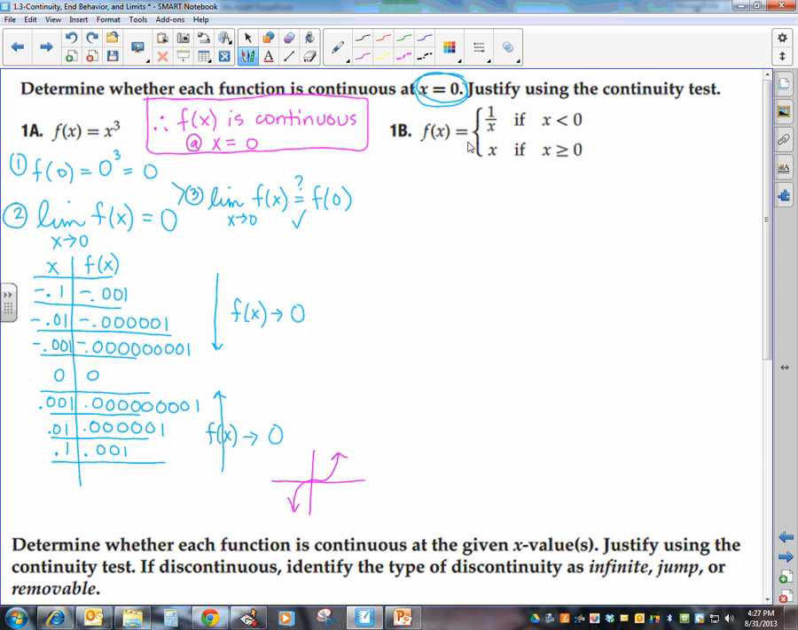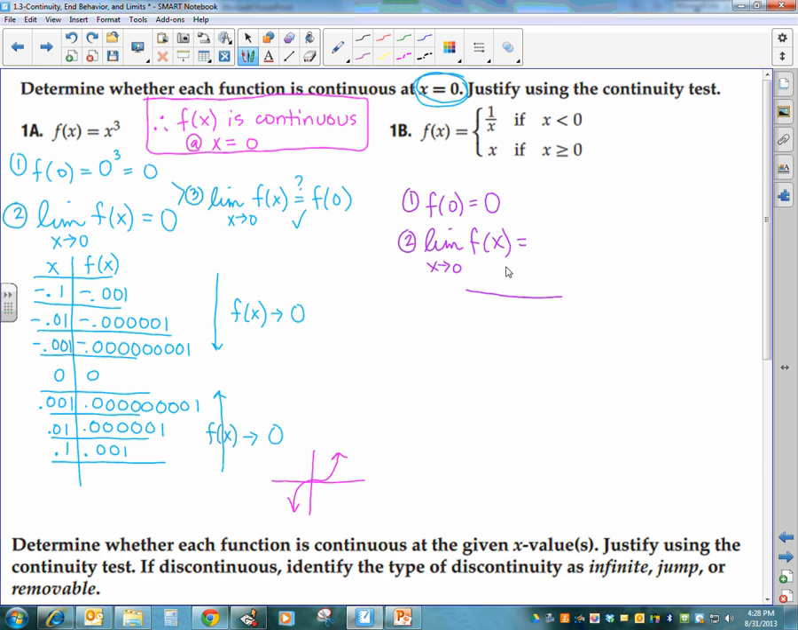We have f of x equals 1 over x if x is less than 0, and x if x is greater than or equal to 0. So we have a piecewise function here. The first step, again, is f of 0. If x equals 0, I'm going to use the bottom one, so it's equal to 0. That works. The second one, we're looking for the limit as x approaches 0 of f of x.